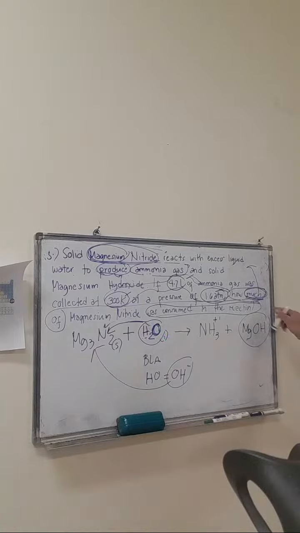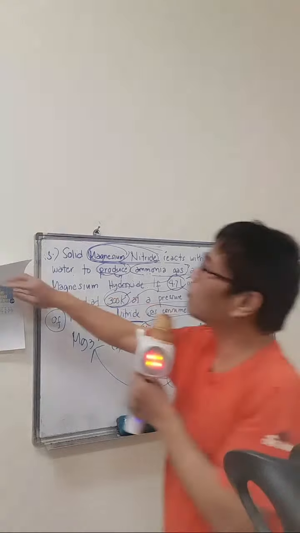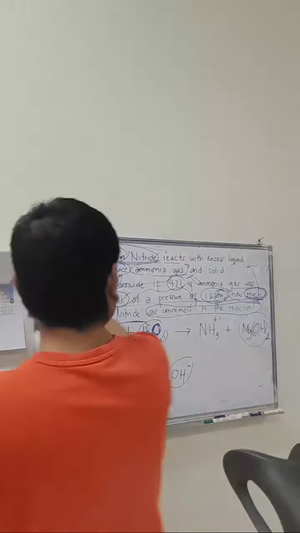OH negative, transpose like that, it will become 1 and 2. And then negative 1 plus 2 is equal to 1. Like that. So, mawala na niya ang negative 1. So, ano na siya? Magnesium hydroxide. Right?